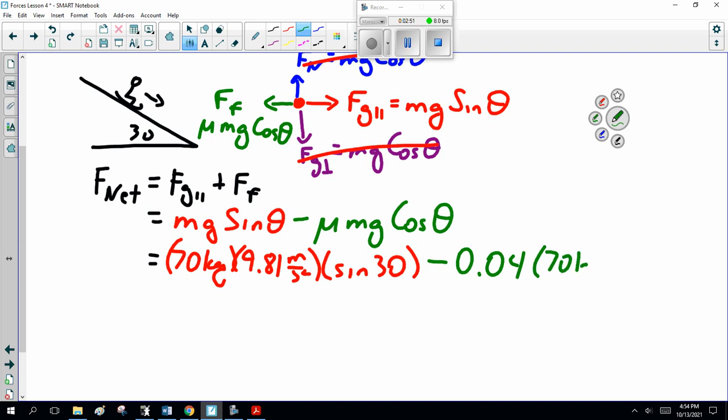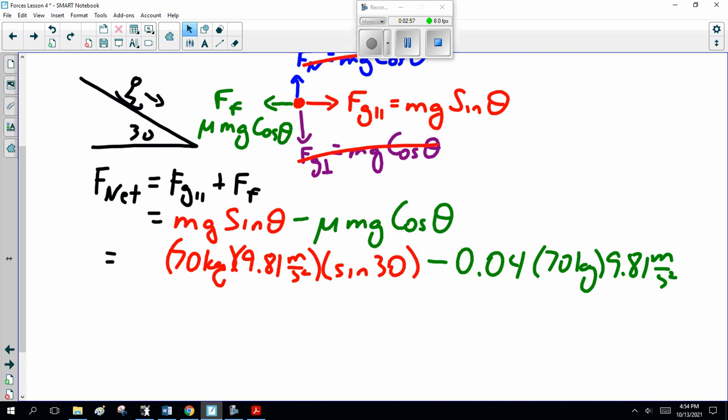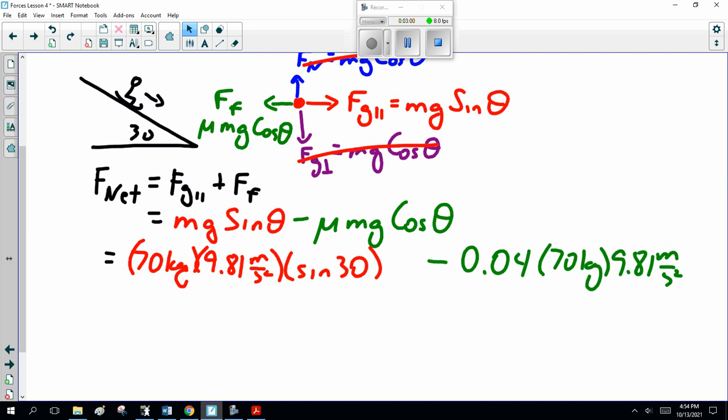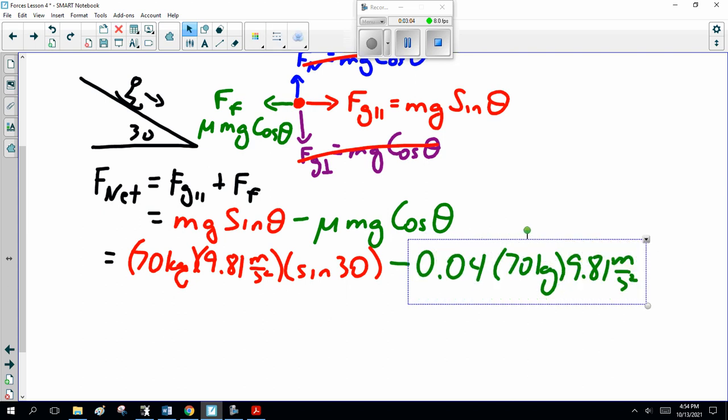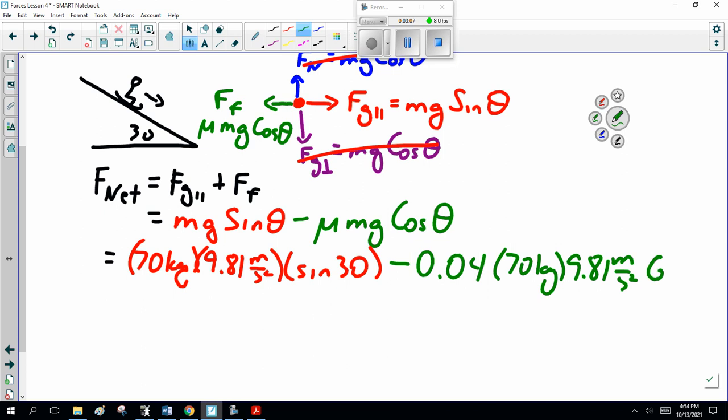Times 70 kilograms, 9.81 meters per second squared, times cos of 30 degrees. The advantage of using a computer. Okay. Cannot do this in my head. I'm not going to try. But you grab Mr. Calculator, follow along with me. This should be, when I calculate it, I got 343.35 newtons. That's pulling down the hill.